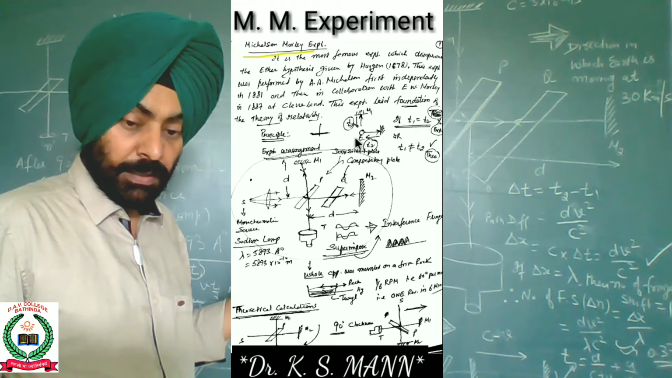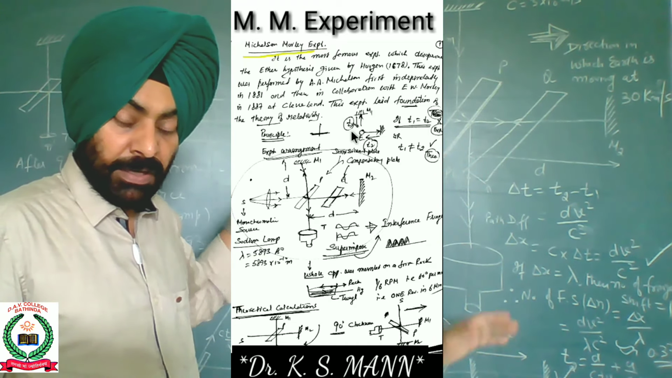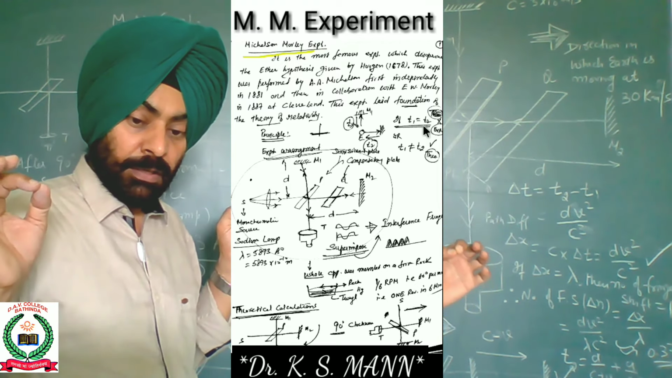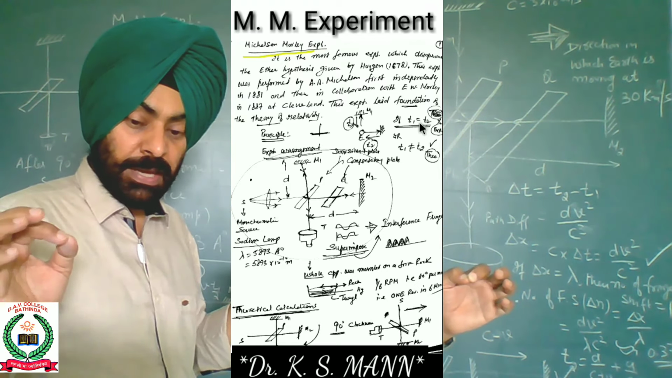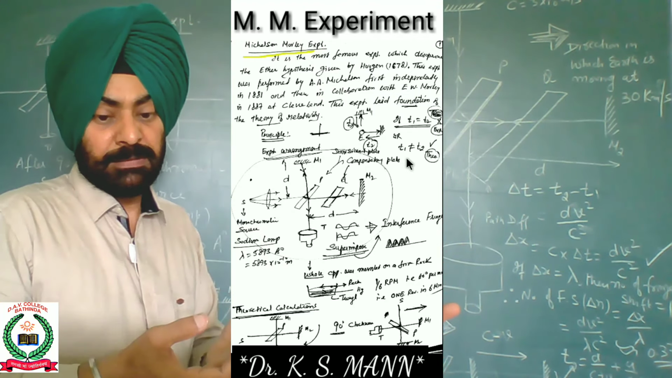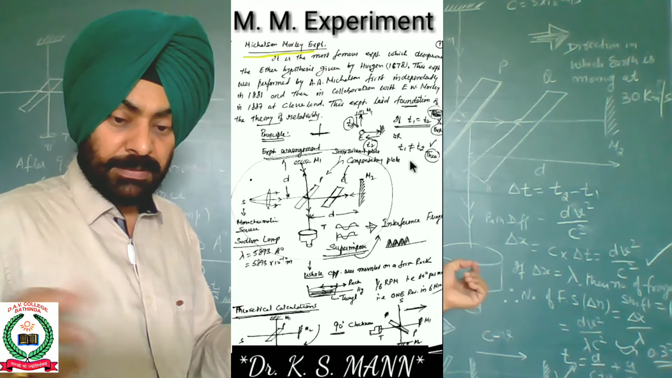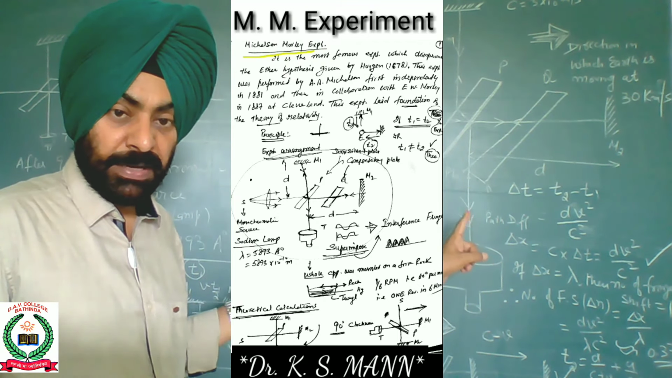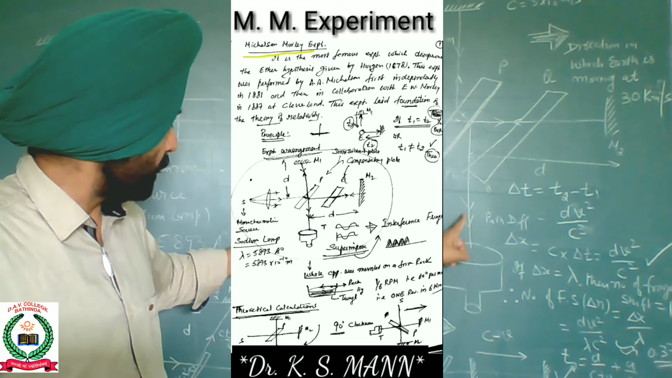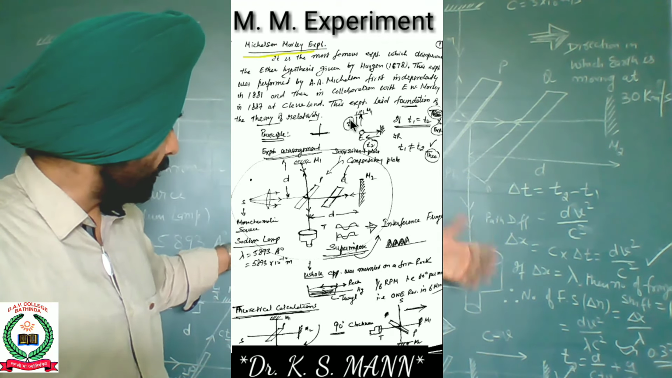So if T1 and T2 are the times taken by the light to come back to the starting position, if T1 is equal to T2, then there is no ether, or if T1 is not equal to T2, then there is the possibility that ether can exist. So that is the working principle.